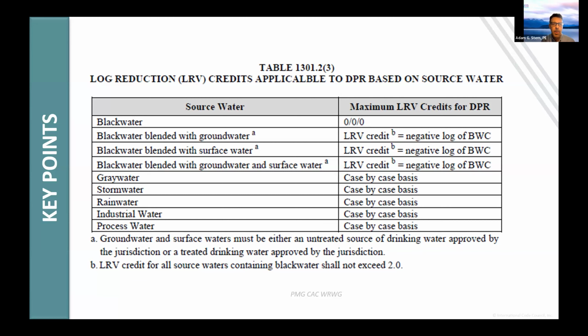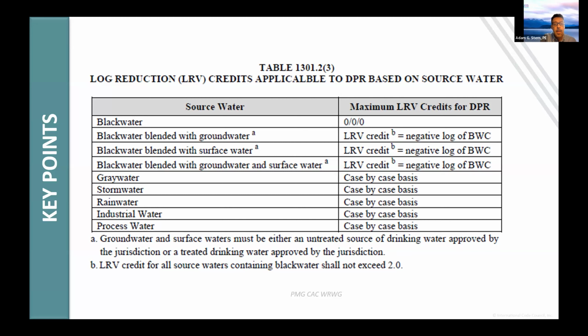However, when we look at black water, we understand that this clearly needs the most treatment if we're talking about DPR. But what if we've got a stream of black water that is mixed with groundwater? What if there's blending? Maybe it's surface water. Maybe we've got our existing river source and we want to add 5% black water. Do we get any credit for that? A little bit. We established the LRV credit as the negative log of black water contribution, which was one of the definitions. So it's relatively simple.